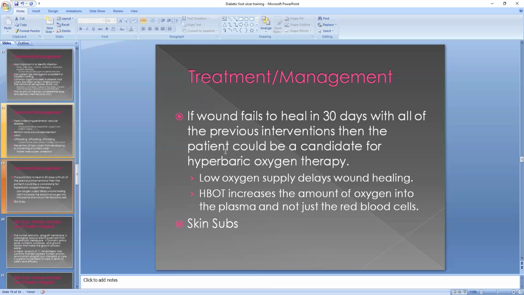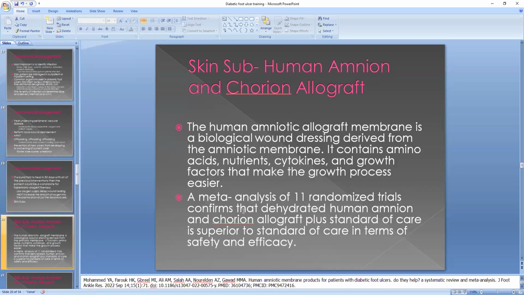So the treatment and management, we're continuing that. If the wound fails to heal in 30 days with all the previous interventions, then the patient could be a candidate for hyperbaric oxygen therapy. Now, because of low oxygen supply, it delays the wound healing, and hyperbarics increases the amount of oxygen into the plasma and not just the red blood cells. So that's one treatment modality. And then the skin subs is where we would come in next, right? Because they're a candidate at both of these phases in the 30-day window, right? And so let's talk about it a little bit.